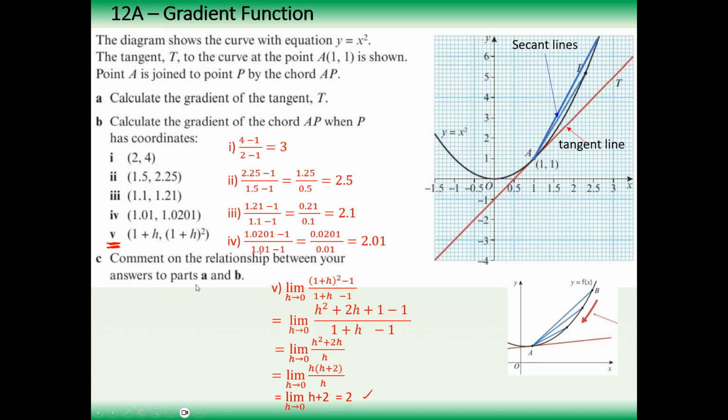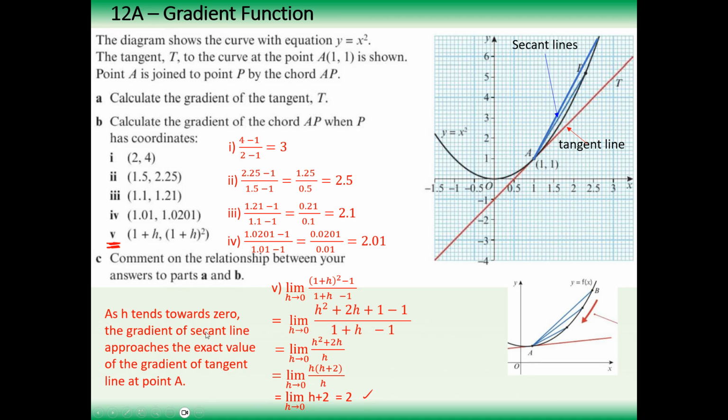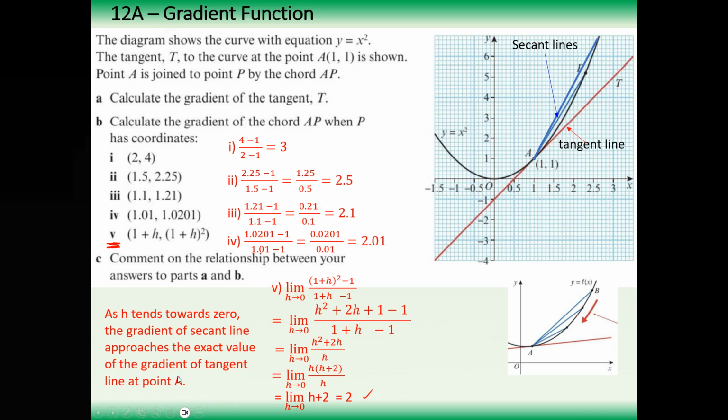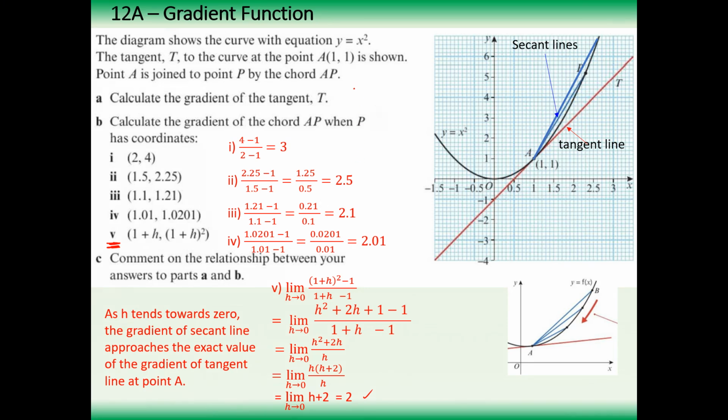So part C is saying comment on the answer, and the answer is that as h tends towards 0, the gradient of the secant line approaches the exact value of the gradient of the tangent line at point A. Secant lines were those blue lines that we calculated in part B, and the gradient of the tangent we would have found in part A to be exactly 2. So they are approaching these values. This is the definition of limit.